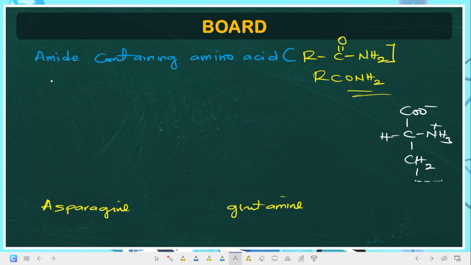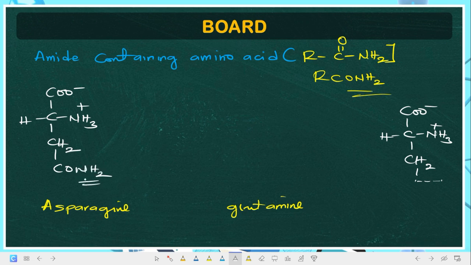So let us come here and write asparagine. The structure will be COO negative. Then we have C, NH3 positive. Then we have hydrogen. And then we have CH2. And then we have CONH2. So this is asparagine.